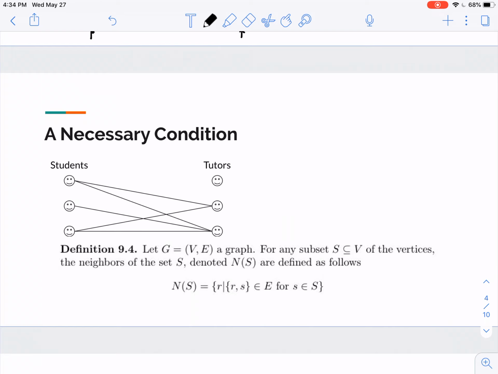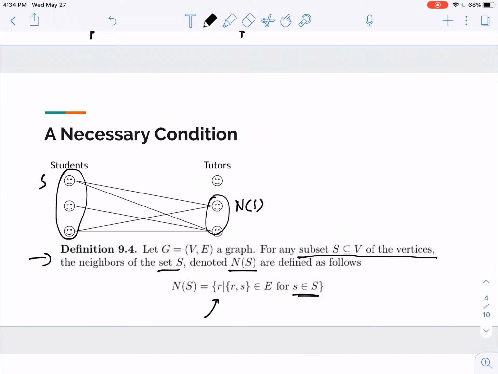And so what do we mean mathematically when we say prefer? Well, this is definition 9.4. We say for any subset S of the vertices, the neighbors of the set S, usually denoted N(S), are defined as the set of all vertices such that those vertices are connected by an edge to the elements in S. So in this case, if we take these 3 students as the set S, then their neighbors are these 2 tutors. So if we take any set of students, their neighbors are essentially the tutors that we were saying beforehand that they prefer, right? So this mathematical definition captures that intuition.